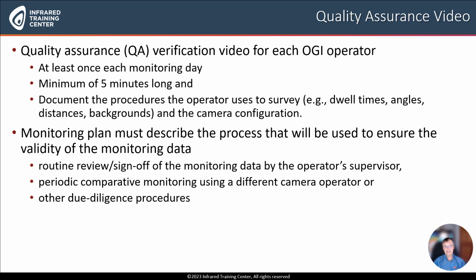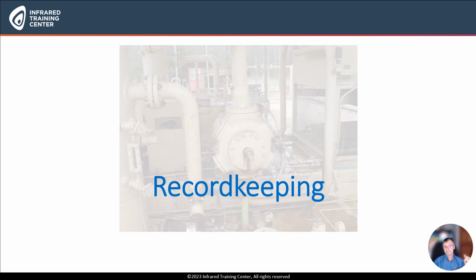Your monitoring plan must describe the process that would be used to ensure the validity of the monitoring data. So you've got to have sign-offs, you've got to have periodic comparative monitoring using a different camera operator or other due diligence procedures. You do the work and then you hire in a consultant firm and they come in and they verify what you found.